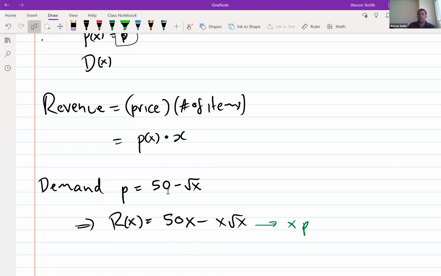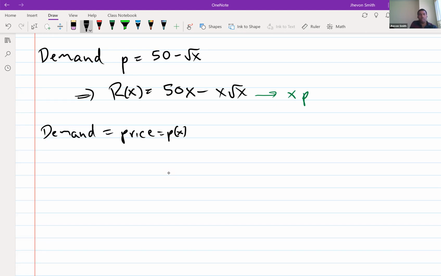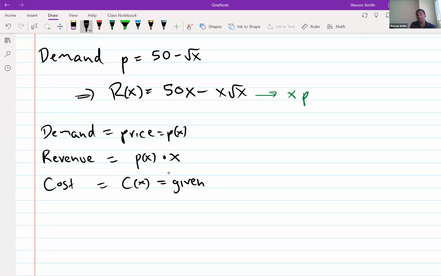So you should know that demand is price. You can call that, say, P. And revenue equals P of X times X. Cost, we normally call that C of X, and remember, your cost is given. So cost is not something you can figure out. Revenue is something you should be able to figure out. If you know the price, multiply by X, that's the revenue. And then profit, that's P, and that would be revenue minus cost.